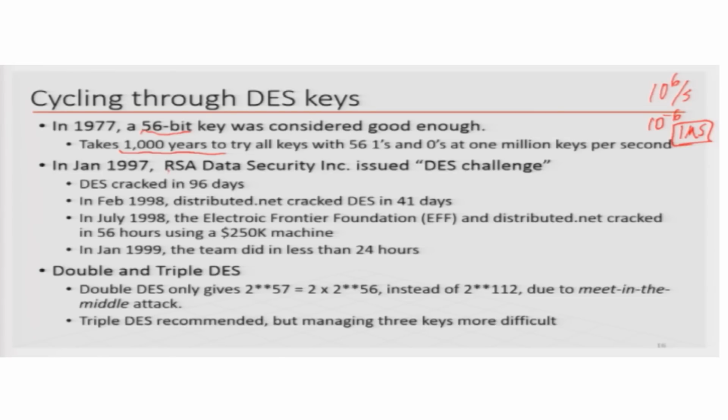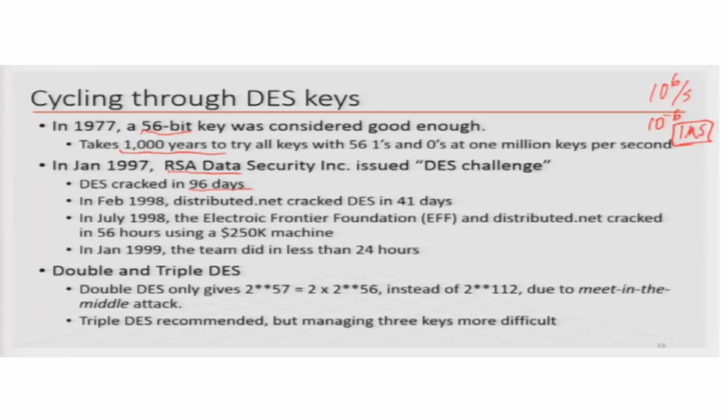So, then RSA, the company, another cyber security and encryption company, issued a DES challenge in 97, and very quickly some of the people who took the challenge cracked DES in 96 days, as in 97 computing was a lot faster and a lot more memory was available, plus a lot of parallel computing was available.